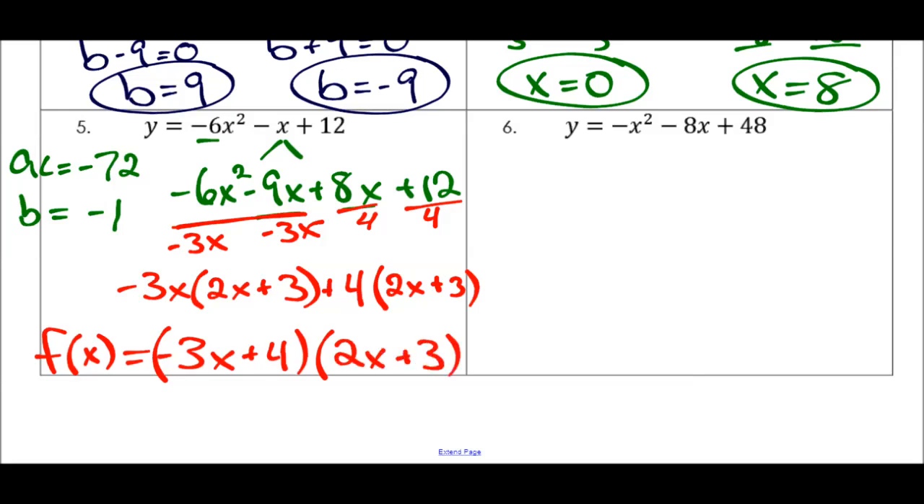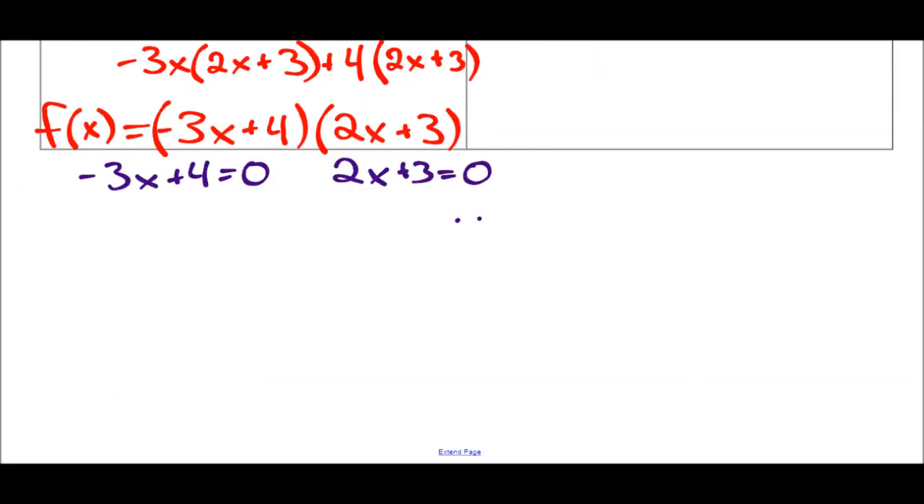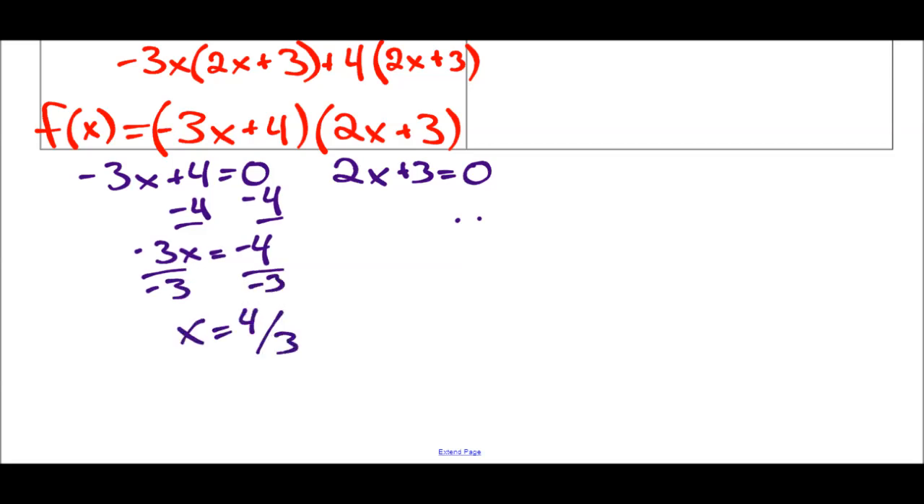Now I have to set each of those equal to 0. Negative 3x plus 4 equals 0, and 2x plus 3 equals 0. Both of those need to equal 0 to make the entire function equal to 0. So I'm going to subtract 4 from both sides on this one. That gives me negative 3x equals negative 4, and then I divide by negative 3 on both sides. X equals a positive, and negative divided by negative is the same thing as a positive divided by a positive, so it's a positive 4 over 3.